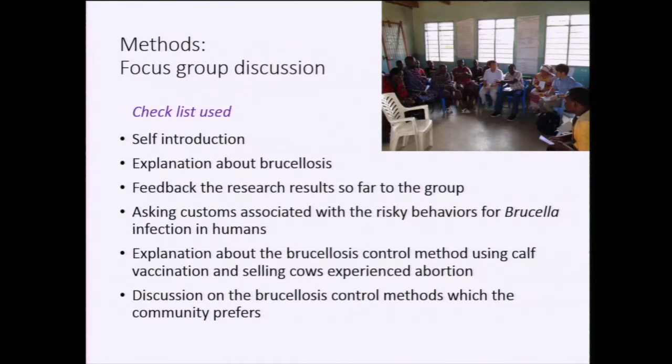And asking about their customs and behavior associated with the risky behavior for brucella infection in humans, and an explanation about the brucellosis control method using calf vaccination. Of course, I explained about mass vaccination, not only of cows. And what happens if they don't use vaccination? Then selling cows experienced abortion. And then we discussed together about what kind of methods they take.